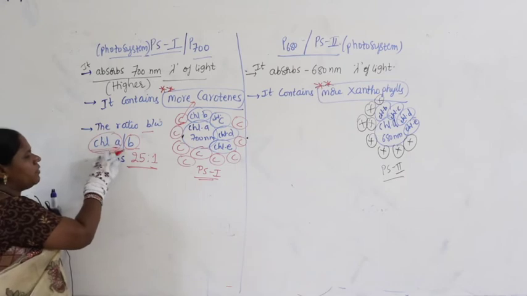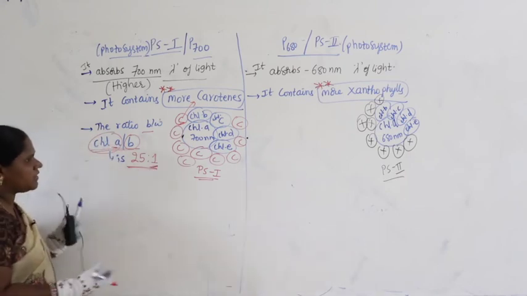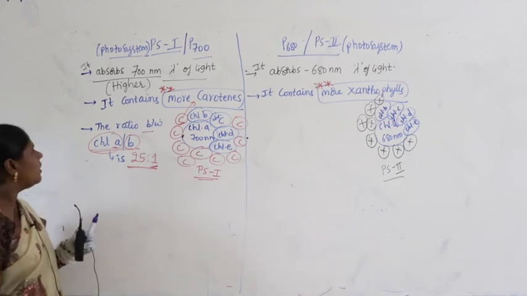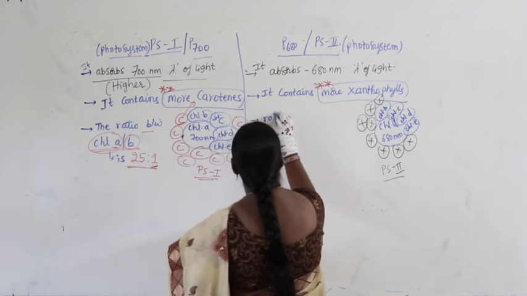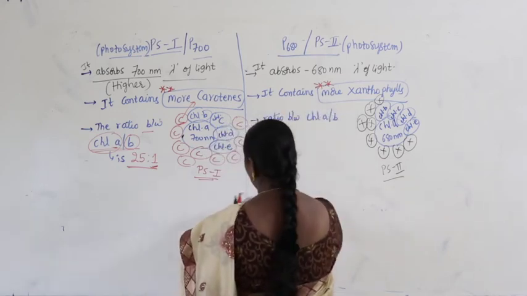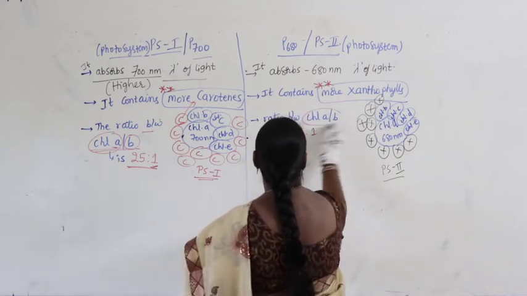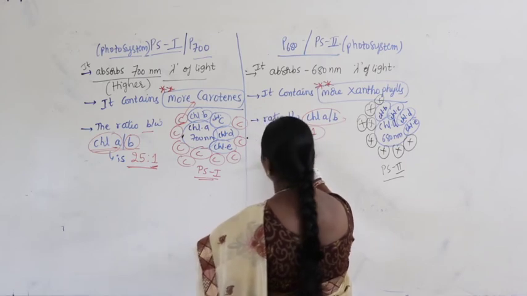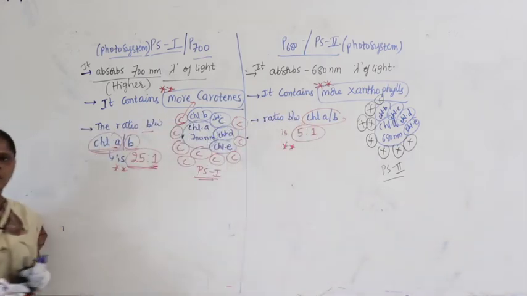For every 25 molecules of chlorophyll A, there will be one chlorophyll B in the reaction center, which absorbs more light. Now coming to the other photosystem, the ratio between chlorophyll A and B in this case is 5:1. So you have to remember 5:1 here, and 25:1 there.